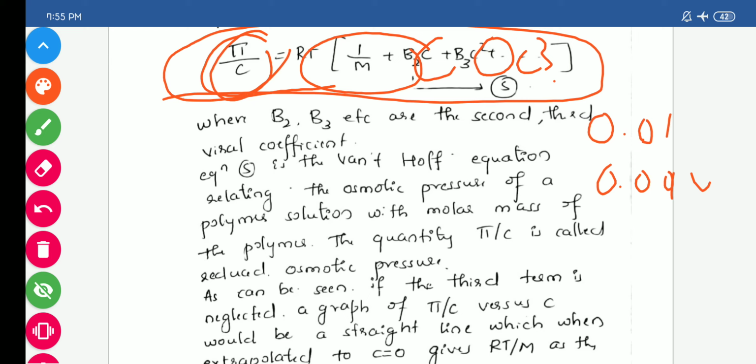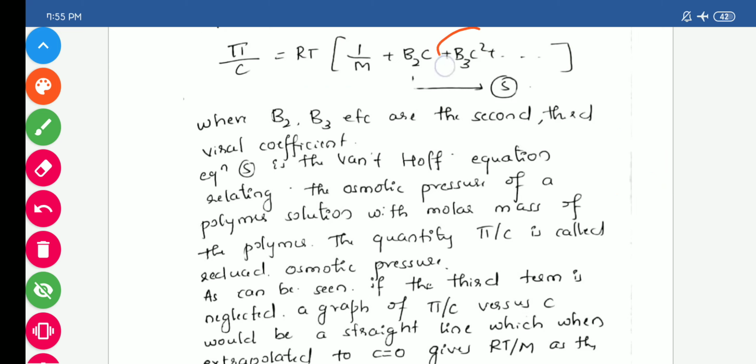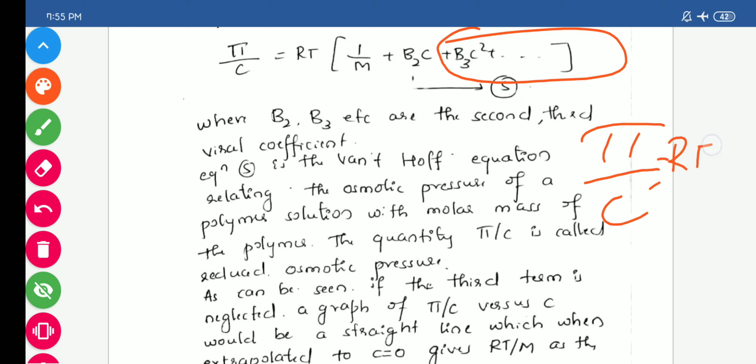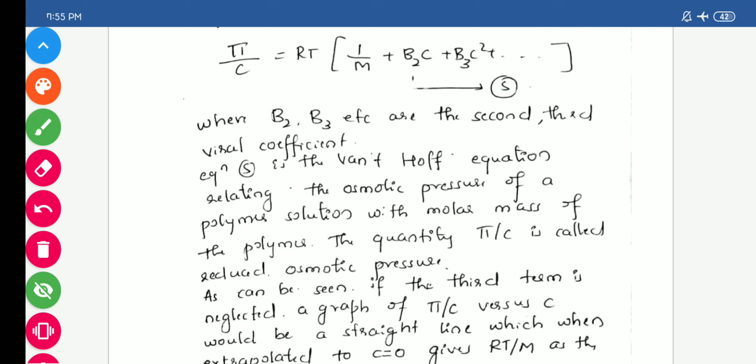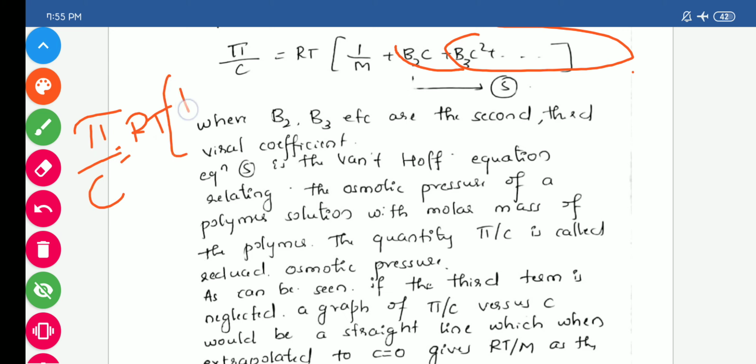So we are neglecting these B3, B4 terms, because they are too low in value. After neglecting these terms, we will get pi by C is equal to RT into 1 divided by M plus B2 into C.